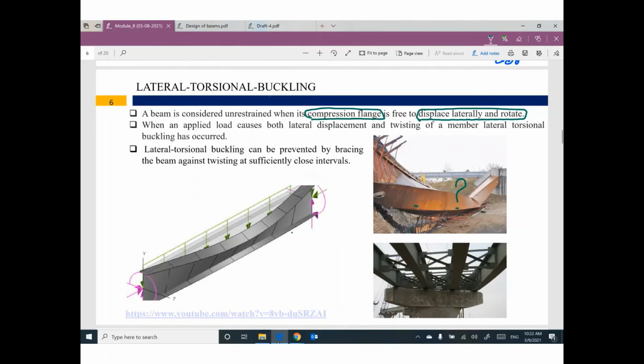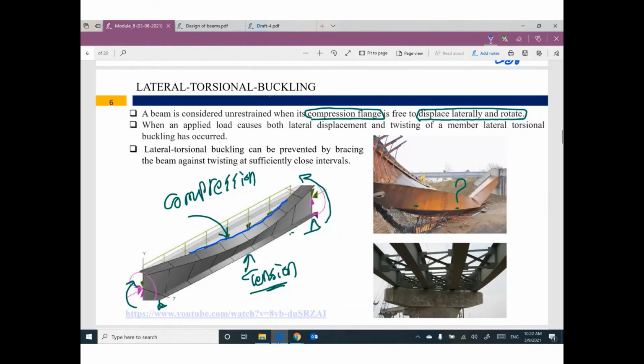This beam is supported on this side and this side. We expect moment on this beam, so the top part will be under compression and the bottom part will be under tension. We don't have an issue with tension in steel. Tension is good, but compression will cause problems if this flange is not supported. We expect lateral displacement and rotation of the steel beam.